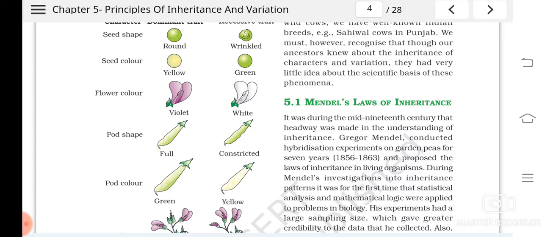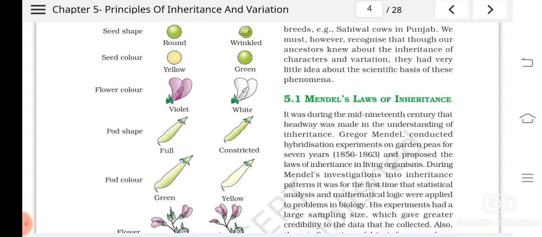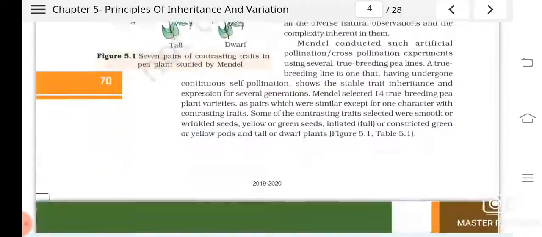And you see here pod color, green is dominant, and seed color, yellow is dominant. So all this you have to see. Then various laws put forward by Mendel.